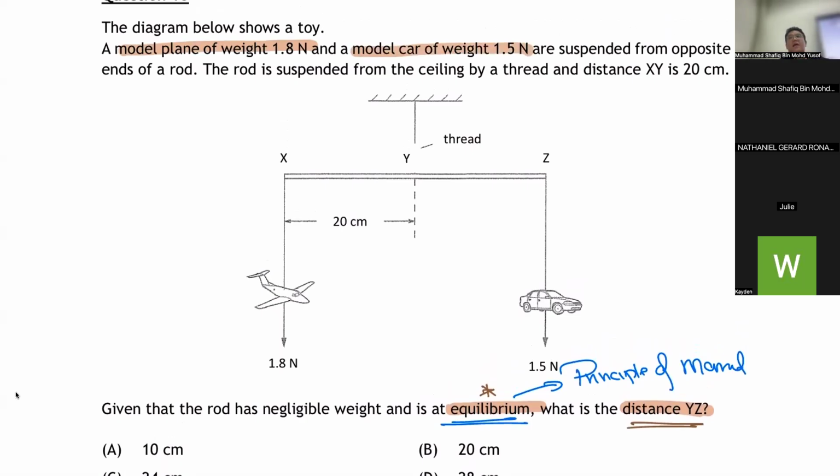Now, next thing, every time you look at this kind of question, you must identify the pivot carefully. So, Regina, where's the pivot in this diagram? At the thread, right? In this case, this is the pivot. Always identify the pivot carefully, because later when we decide on the clockwise and the anti-clockwise, you must always point to the pivot. Okay, so let's do this. From the weight of the plane, we point to the pivot. Is this clockwise or anti-clockwise?